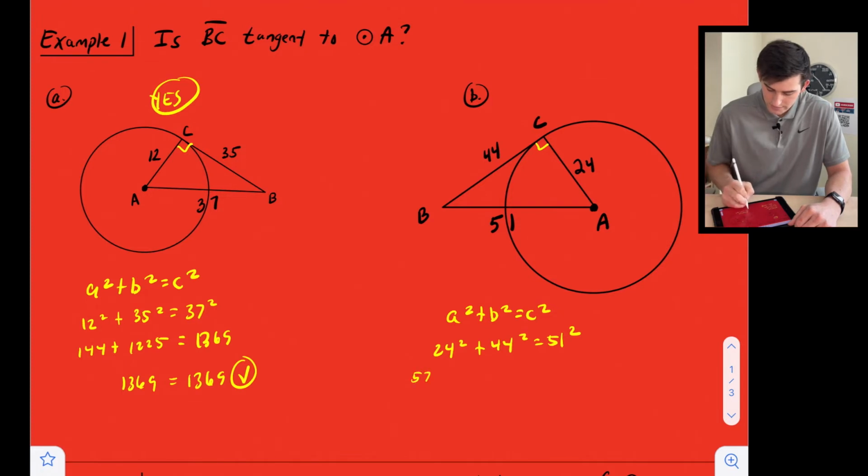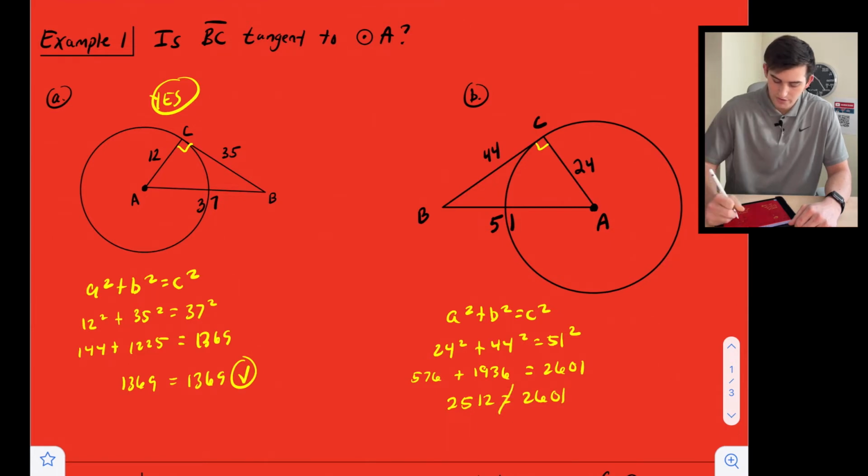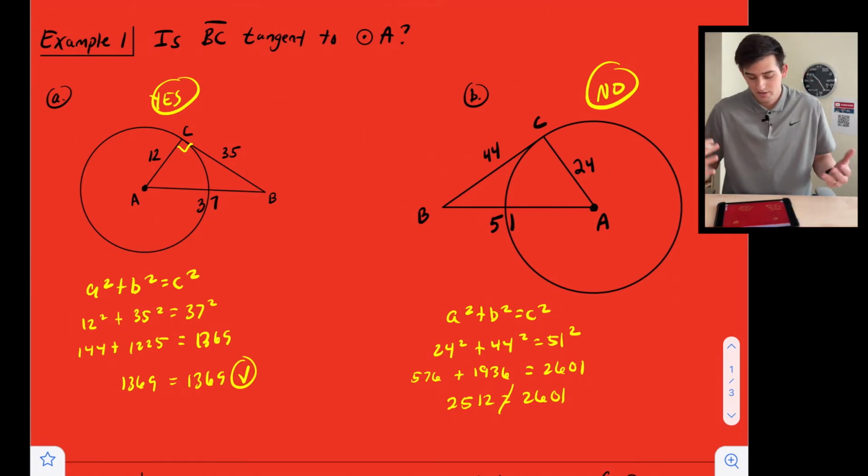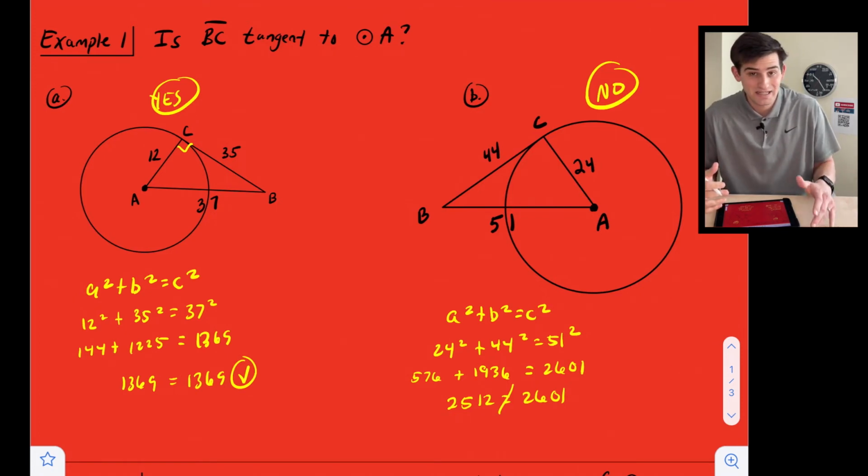So this gives us 576 plus 1,936 equal to 2,601. If we do 1,936 plus 576, we get 2,512. So these are not equal to each other. So now we're going to say no, segment BC is not perpendicular. Therefore, this is not a right triangle, and therefore segment BC is not a tangent line to circle A.